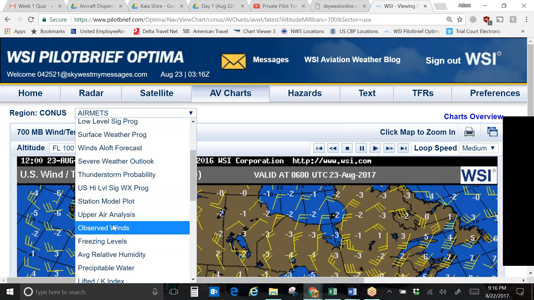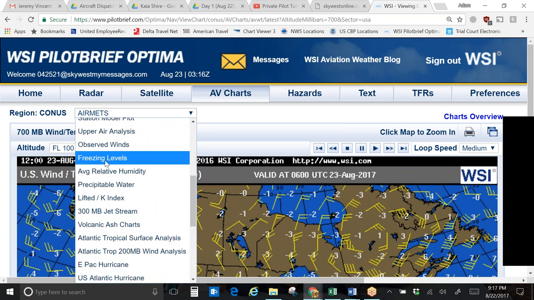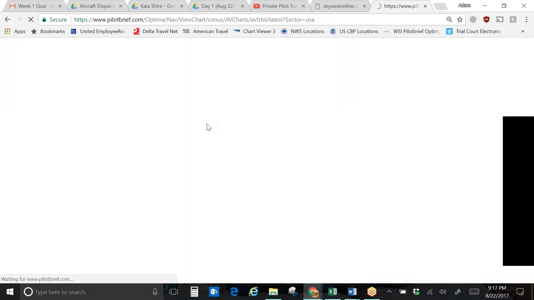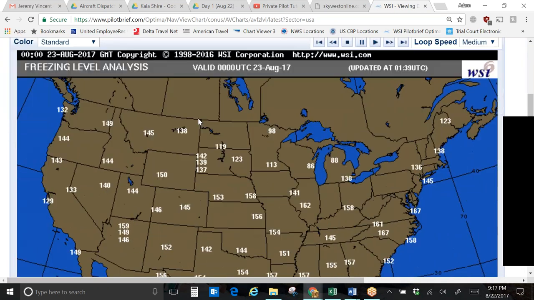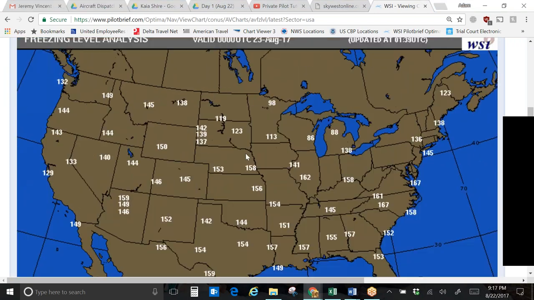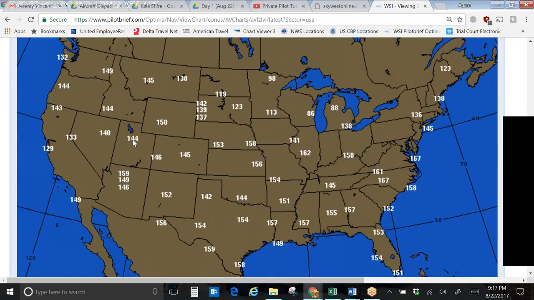Observed winds. That's kind of what we're looking at. One that I do look at sometimes is the freezing levels. So let's look at that one real quick. This is telling us the altitude of the freezing level. Right here is an example over Salt Lake City.